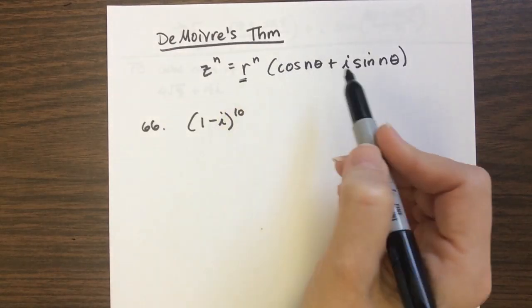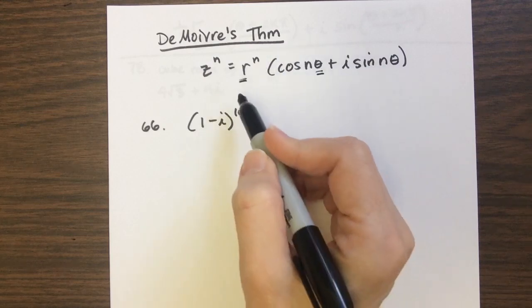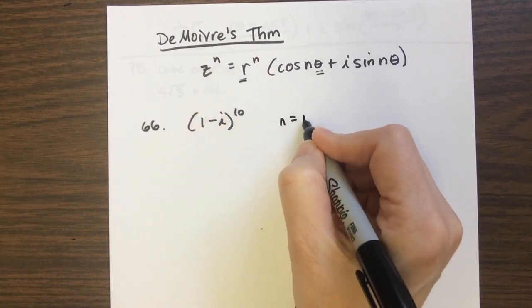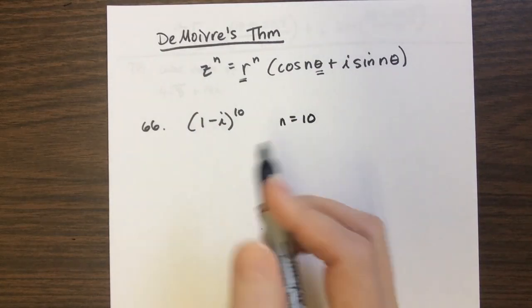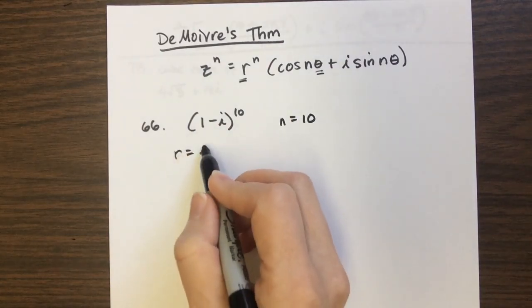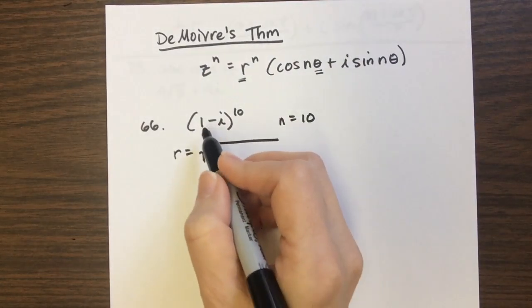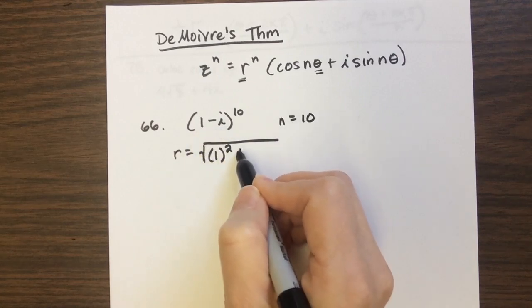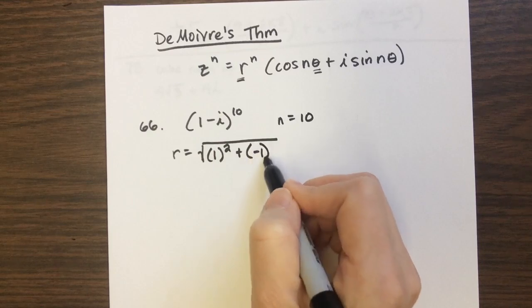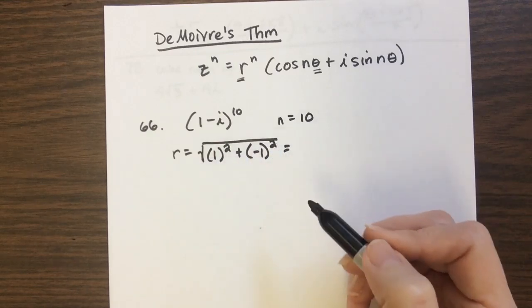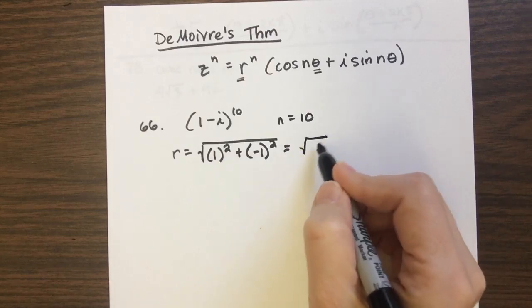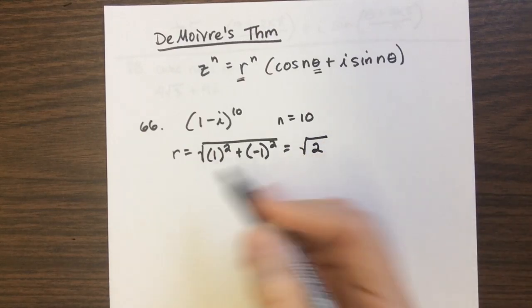Alright, so I'm going to do the same thing. Notice that I need r, I need theta. I know what n is. n is my power, so in this case my n value is 10. My r value is found by taking the square root of a squared, which is 1 squared, plus b squared, which is negative 1 squared, and just simplifying that out. So I'm going to have the square root of 1 plus 1, which is the square root of 2. So there's my r value.